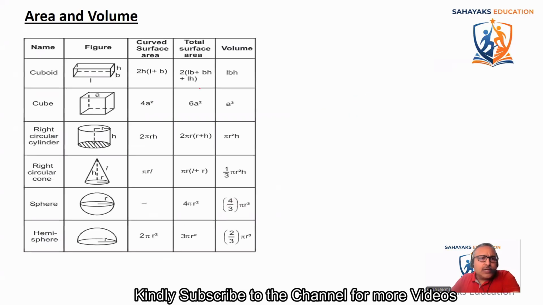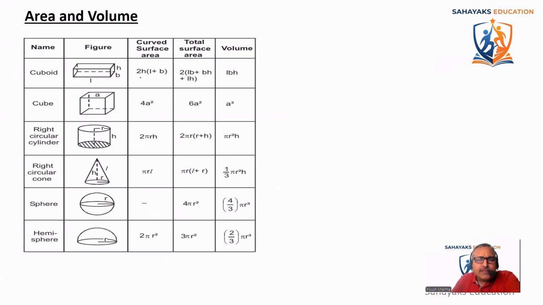We have learnt about area and volume of various shapes. Like if I talk about a cuboid, the curved surface area comes out to be 2h(l + b). That's the curved surface area, and the total surface area covers the entire thing. That is 2(lb + bh + hl). And the volume is length into breadth into height.